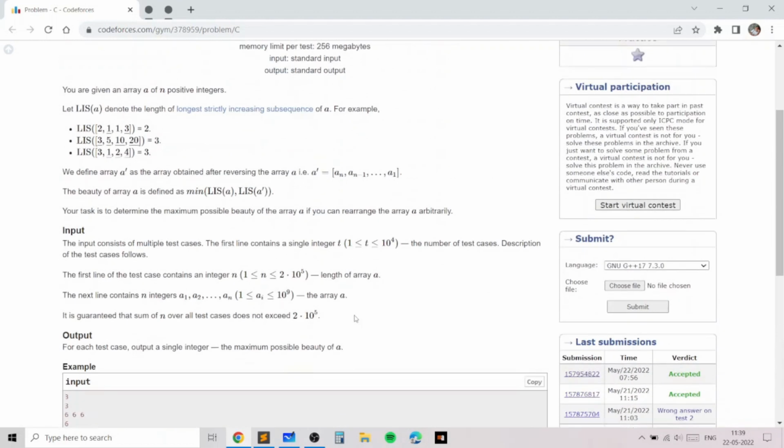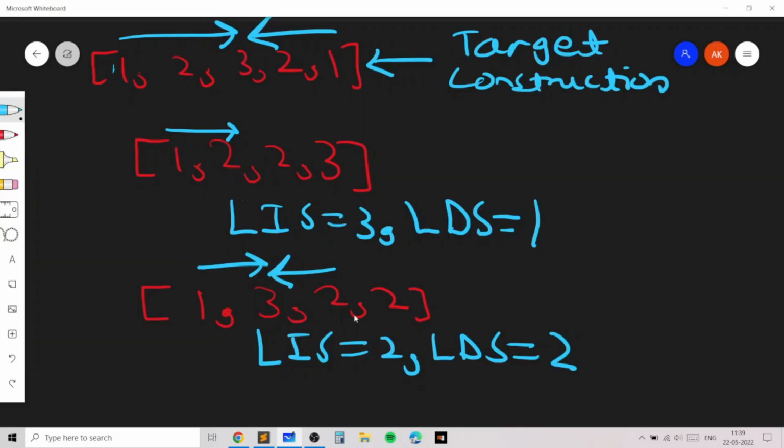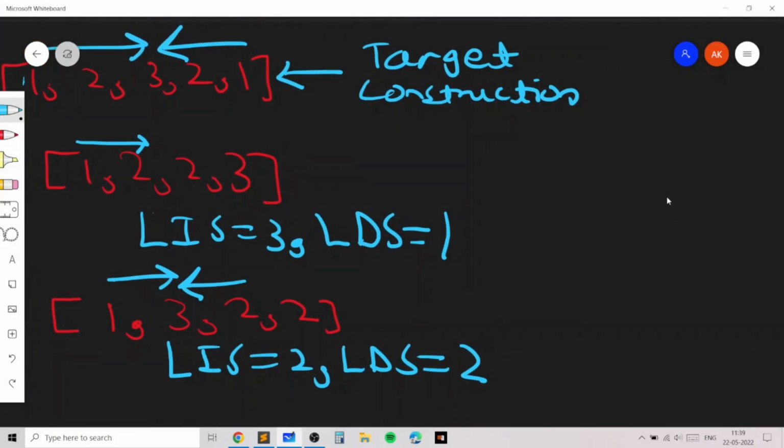So these are the 3 examples, and now let's try to find out a construction which will greedily maximize the function, taking into account that not all inputs will be palindromic.